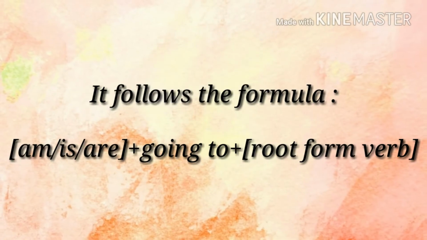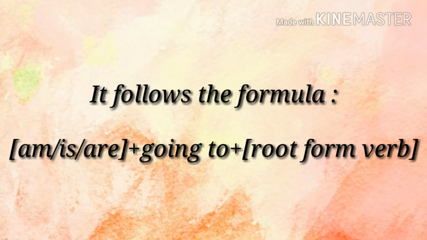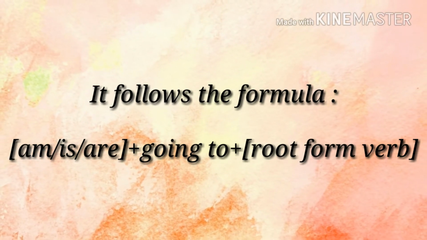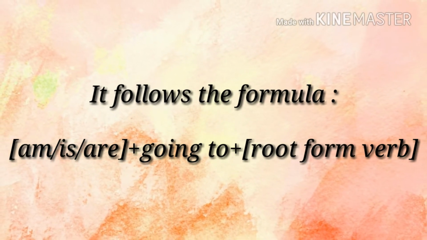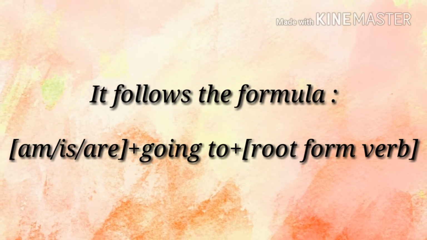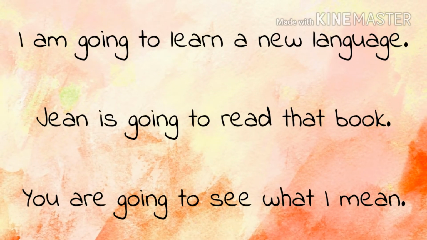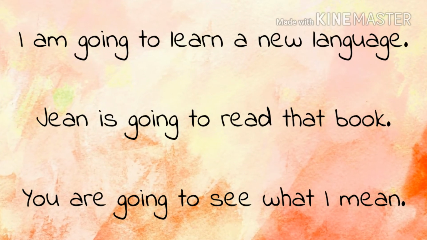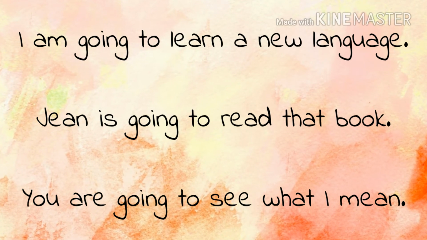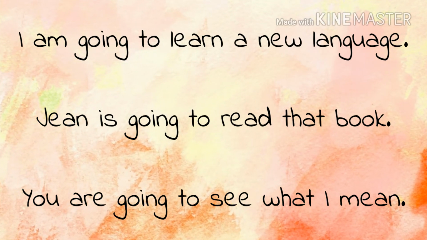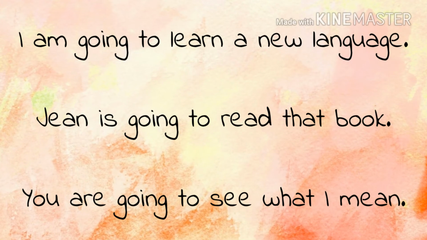But there is another way to show that something will happen in the future. It follows the formula am, is, are, plus going to, plus root form verb. Example: I am going to learn a new language. Jan is going to read that book. You are going to see what I mean.